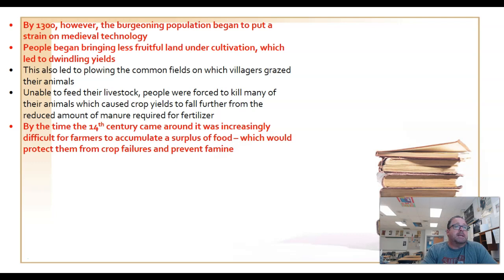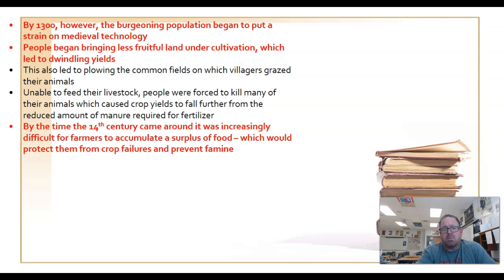So that's going to make bread and things like that more expensive for the common folk, and they're not always going to be able to afford it. And it just means that there's not enough food to go around. Okay, and that means that if there happened to be a crop failure, then famine was right around the corner.